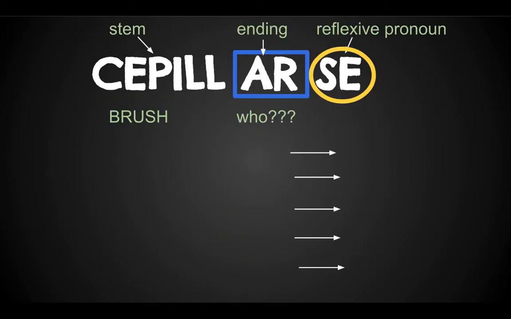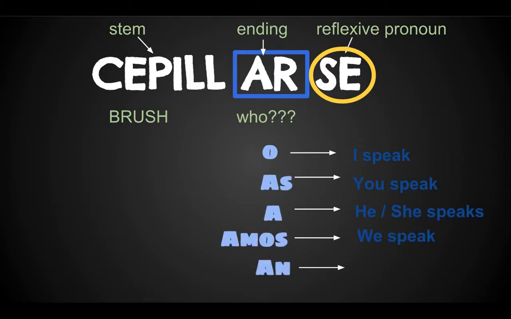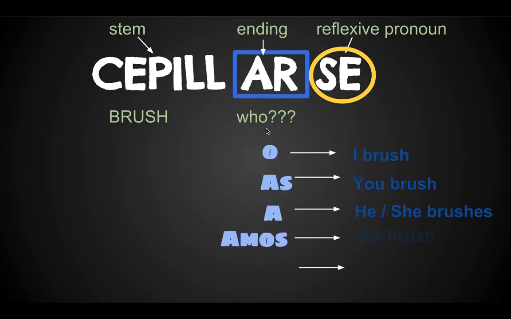Let's really dissect one of these reflexive verbs, cepillarse. We have the stem, like we're used to, and we have the ending, like we're used to. But we also have this extra piece, the reflexive pronoun. Just like we always have done, you change the end of the verb. I apologize, that's a mistake. It should say I brush instead of I speak. But you have o, as, a, amos, an to tell that I am the one brushing my teeth, or you are the one brushing your teeth. There we go, I fixed it.